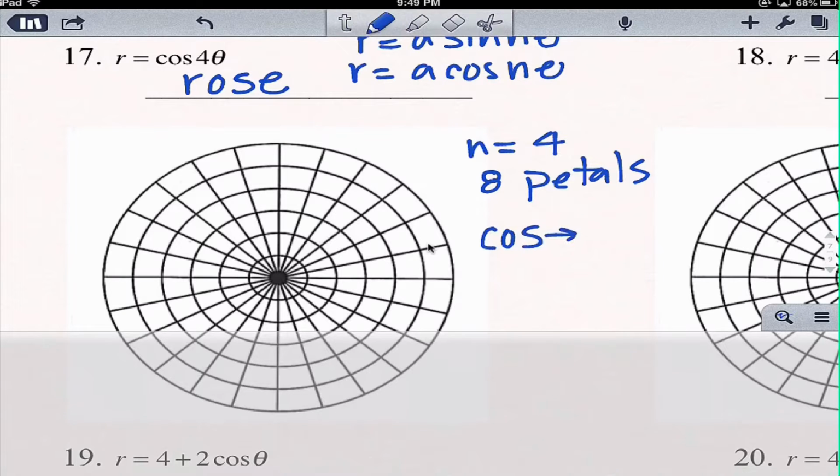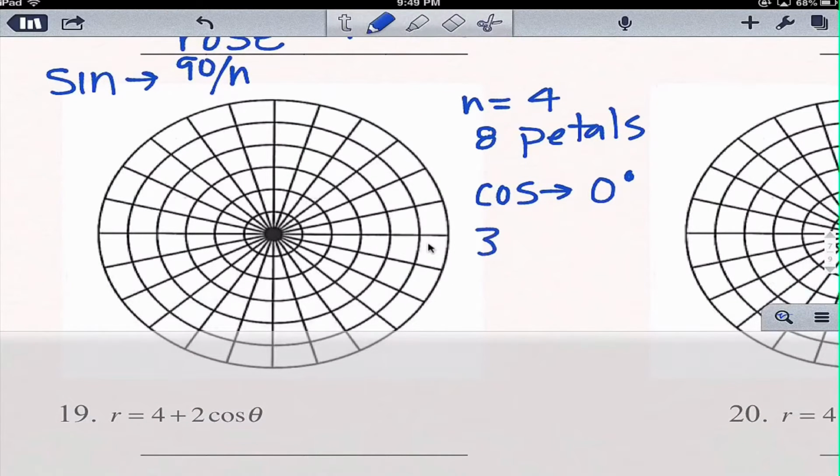Since it is cosine, I'm starting at 0 degrees. If it was sine, I would have to do 90 divided by n to figure out where our first petal is. Our a value, which in this case is 1, is going to tell me how far out our petals are. Final thing, to figure out the distance between petals, I'm going to do 360 divided by the number of petals. So in this case, I end up getting 45 degrees.